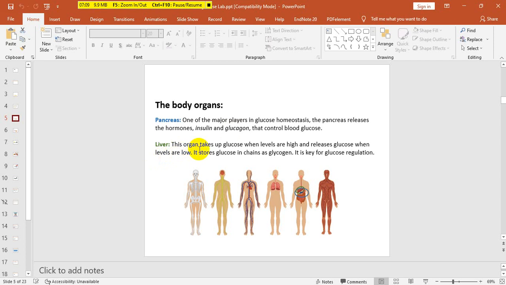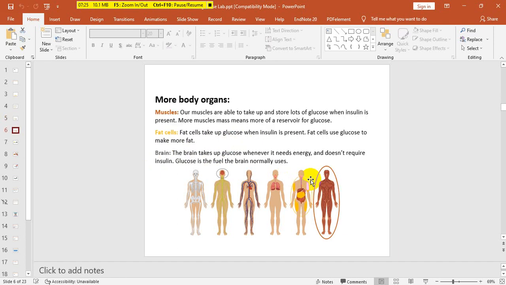The liver is also an organ that takes up glucose when levels are high and releases glucose when levels are low. So it's a storage site. It stores glucose in chains as glycogen. It is key for glucose regulation. Our muscles are able to take up and store lots of glucose when insulin is present. More muscle mass means more of a reservoir for glucose. So if you are fat, it means you have a lot of glucose reservoir. If you are lean, then trouble for you.